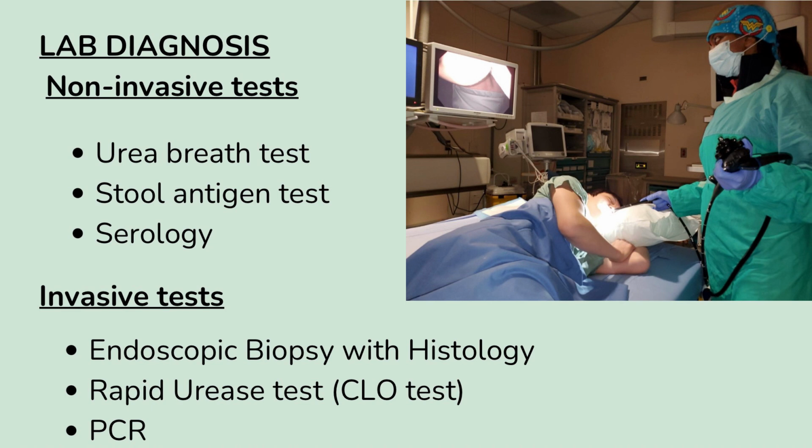Rapid urease test. In this test, a biopsy sample from the stomach is placed on a medium containing urea and a pH indicator. If Helicobacter pylori is present, its urease enzyme breaks down urea into ammonia, changing the color and pH of the medium. This is a very quick and reliable test. In histology, biopsy samples are examined under a microscope using special staining methods such as Giemsa staining to identify Helicobacter pylori. Polymerase chain reaction, PCR, detects Helicobacter pylori DNA in gastric biopsies or other samples.